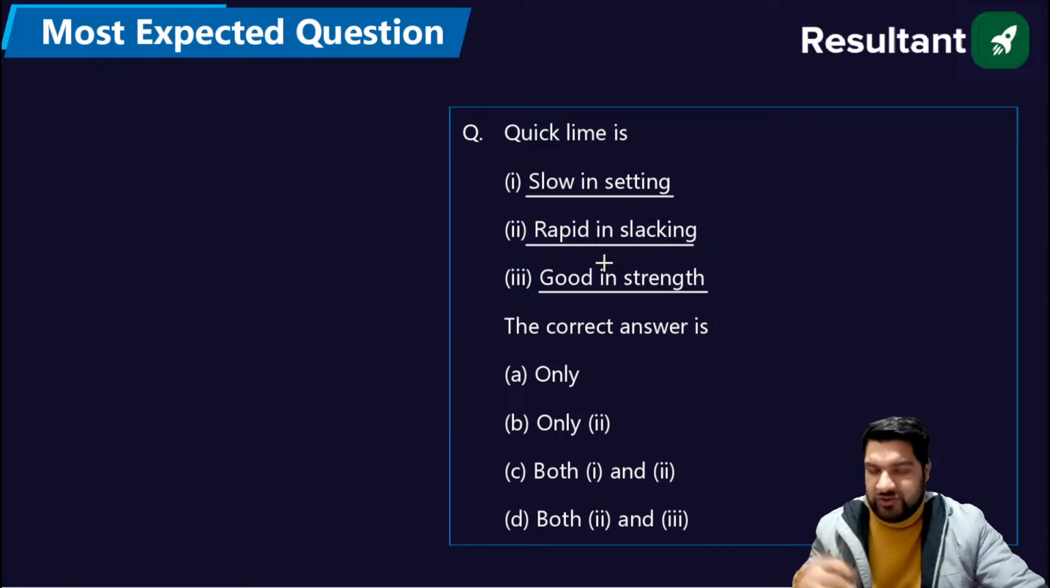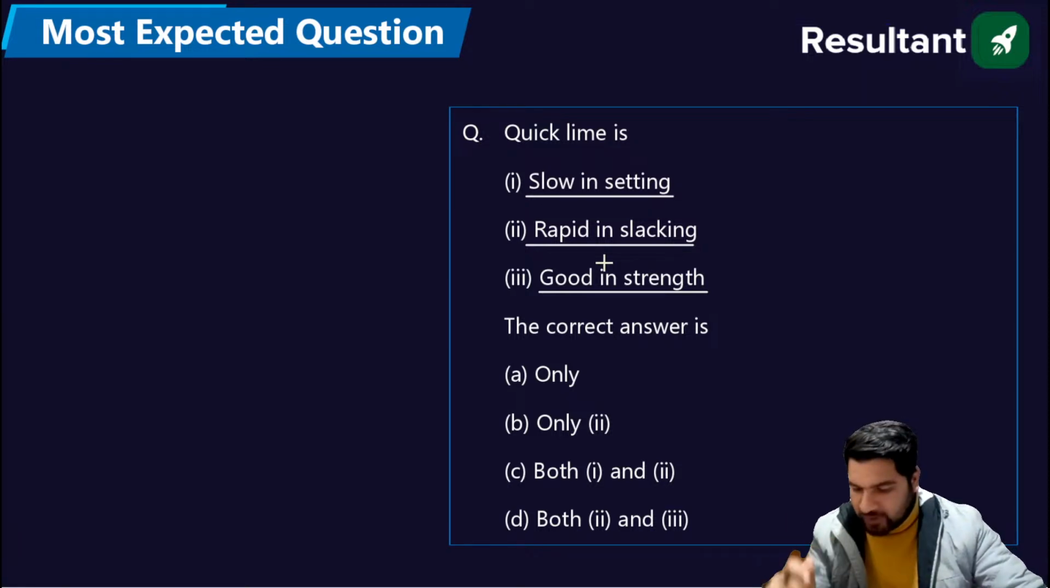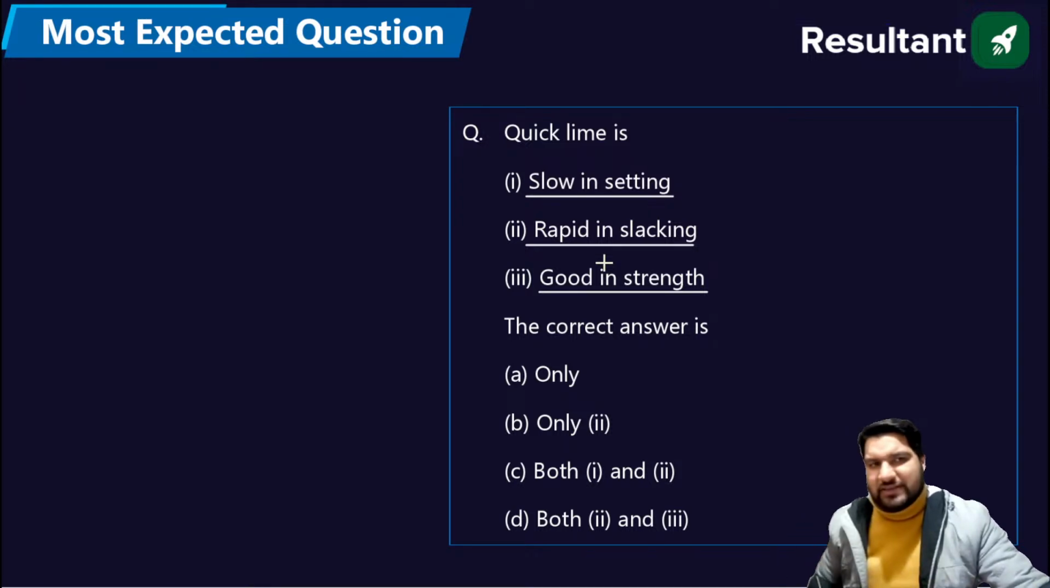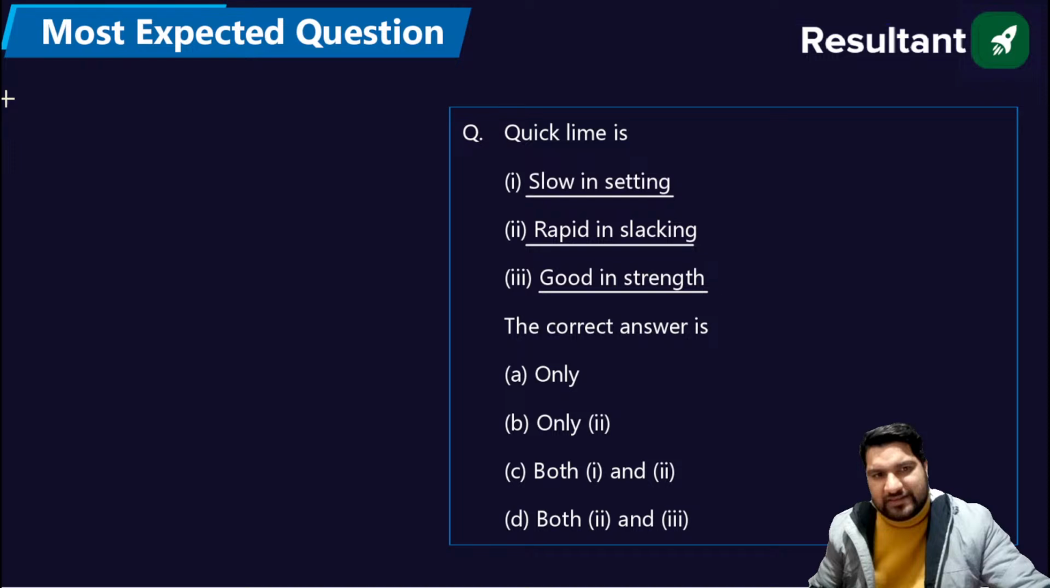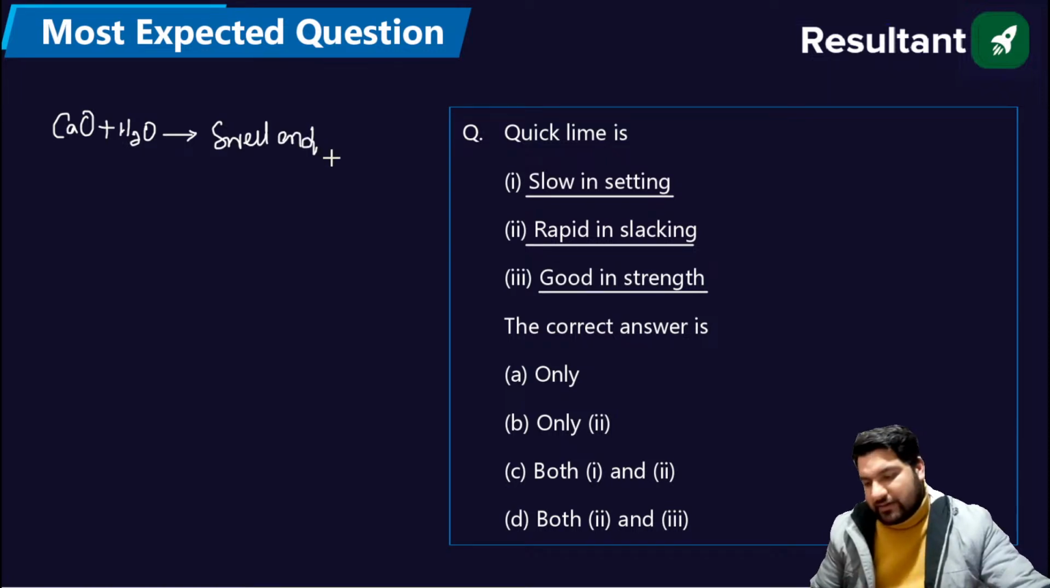And there is also the problem of the slaking process related to quicklime. That is, this lime reacts with water. I'll write down CaO reacts with water in the presence of moisture. So it swells and falls as a powdered form. So it is rapid in the slaking process.